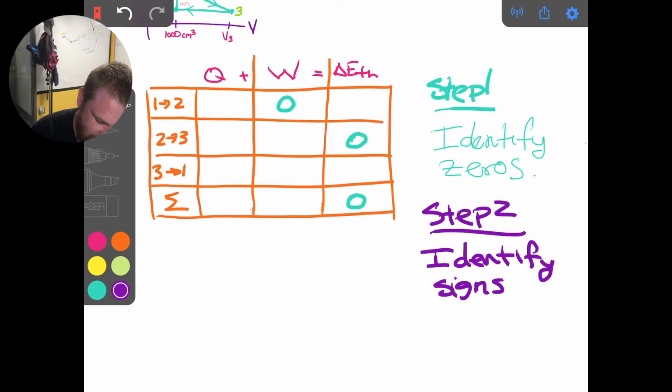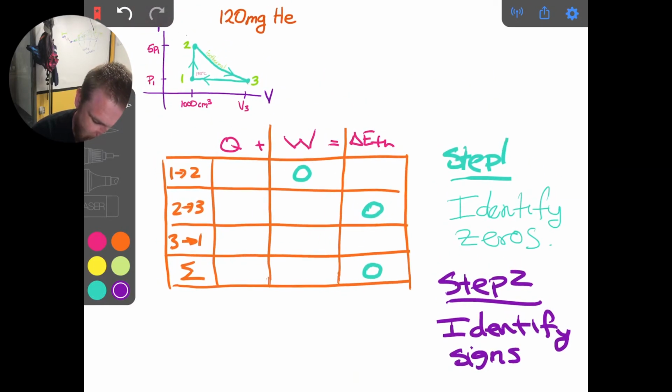Well, take a look at our processes here. Well, let's do the work first. The work is almost always easiest to do first. So, what is the sign of the work? Well, from 1 to 2, it's 0. From 2 to 3, we have to ask ourselves the question, are we smashing the gas? And from 2 to 3, the gas is not being smashed. Instead, the gas is expanding. And so we're not putting energy into it. Instead, it is putting energy out into its environment through work. And so from 2 to 3, we have negative work. So I'm going to go ahead and put a minus sign down here in the corner.